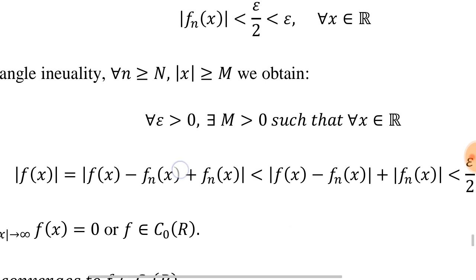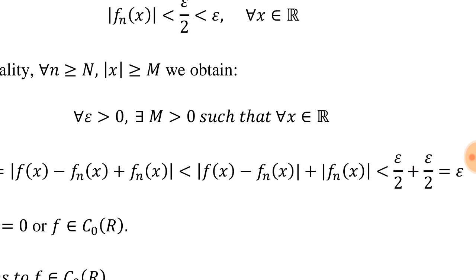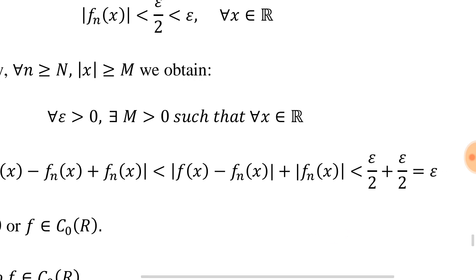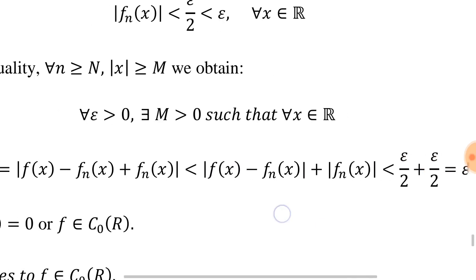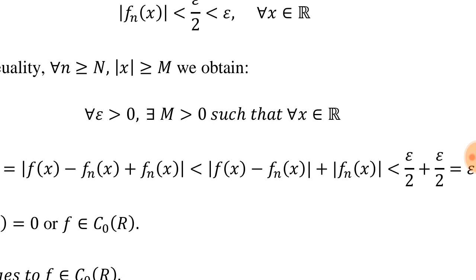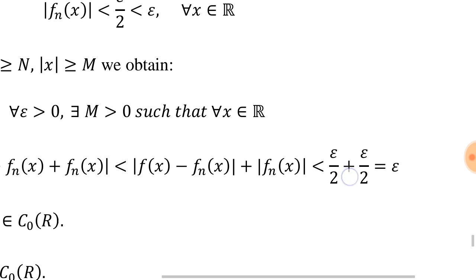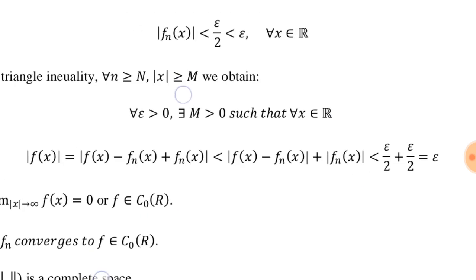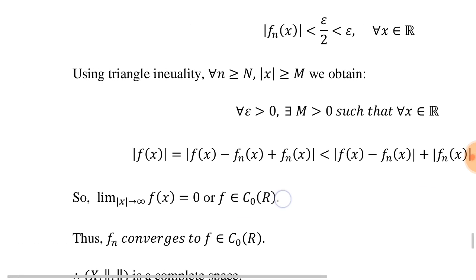As you can see, this is equal to this, and this is less than or equal to the absolute value of f of x minus f sub n of x plus the absolute value of f sub n of x. So this is from the triangle inequality as I mentioned before. And this is, of course, less than epsilon over 2 plus epsilon over 2, which is equal to epsilon. So we have the absolute value of f of x is less than epsilon.